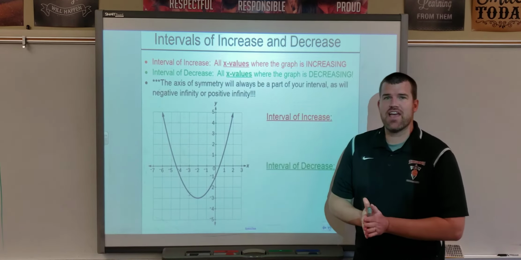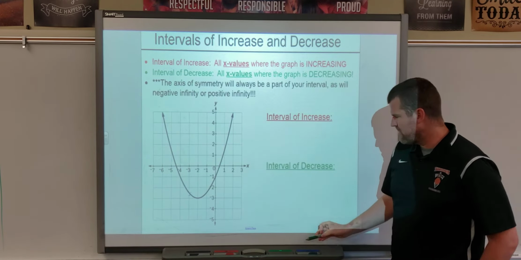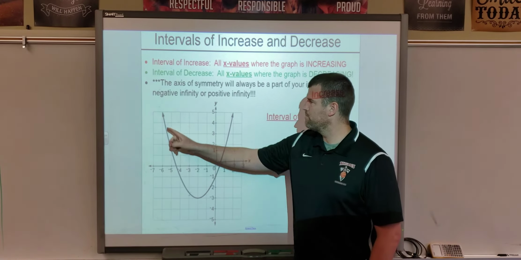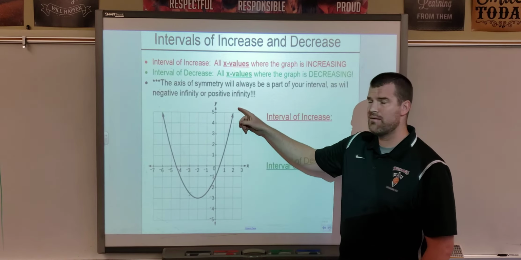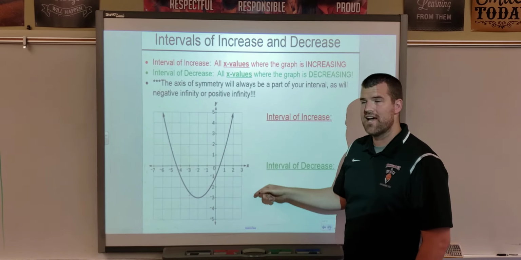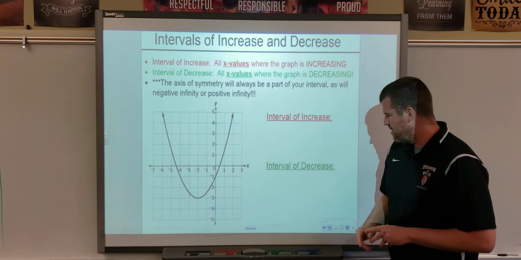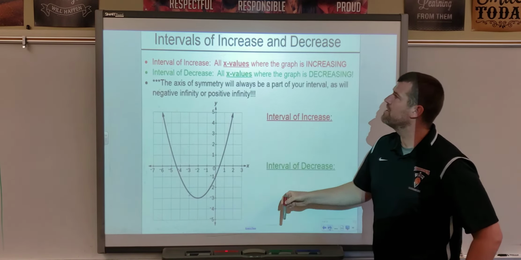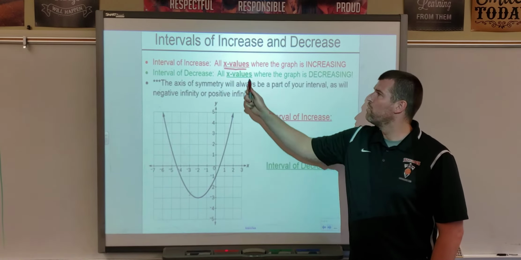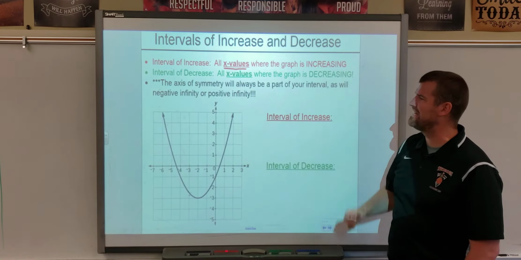All right, the last set of vocabulary, and then we're going to do a few examples, is looking at intervals of increase and decrease. Every parabola will go up and down. So this particular parabola goes down and then it goes up, right? We look from left to right. If it was upside down, then it would go up and then down. But we do know that every parabola increases and decreases. So the interval of increase is going to be every x value, and this is the important part. This is where students mess up. We're only going to look at the x values, but it's the x values where the graph is increasing.